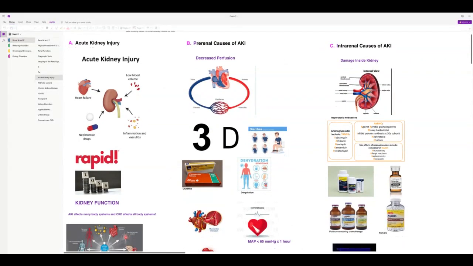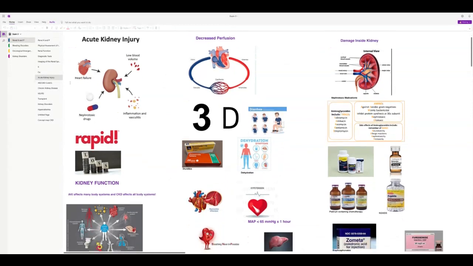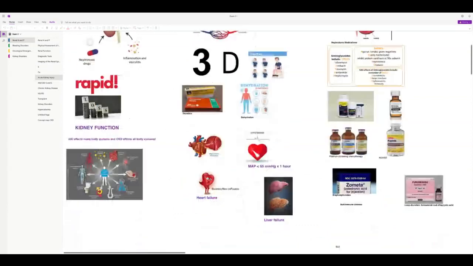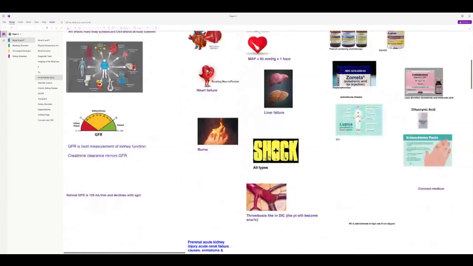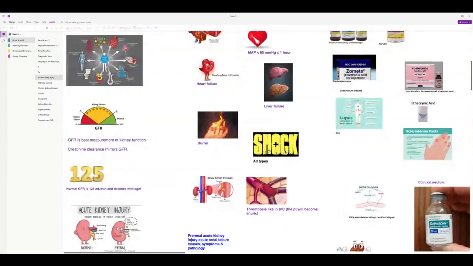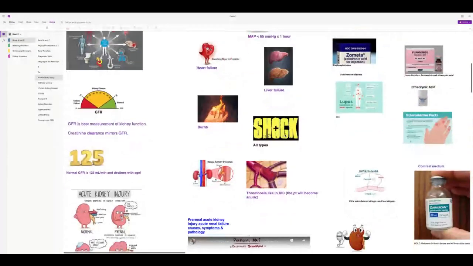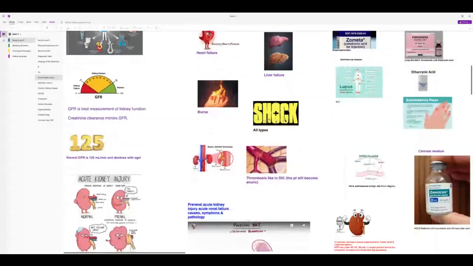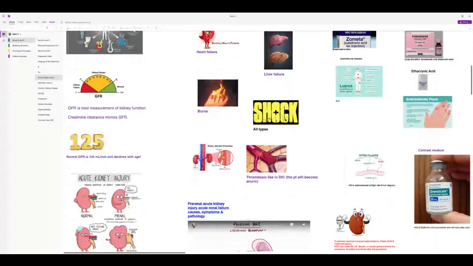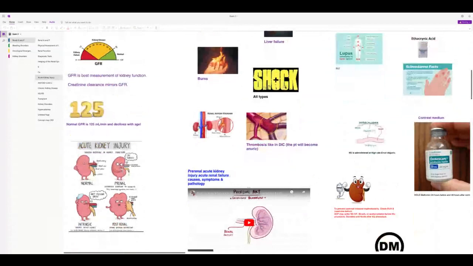So AKI affects most body systems. Chronic kidney disease affects all systems. The oliguric phase of AKI has the same signs and symptoms as chronic kidney disease. All right, your GFR is going to be your best measurement, which is reflected also in the creatinine clearance. So we use 125 as the normal, so to speak.